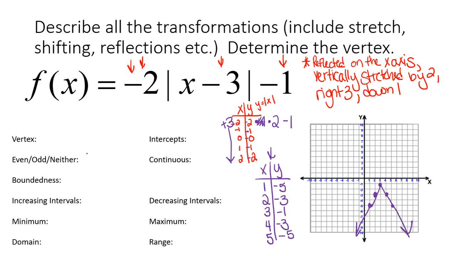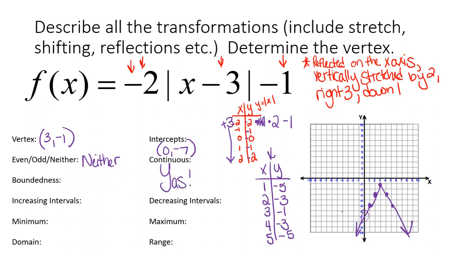Now let's figure out all of the key information about this graph. So my vertex, the first thing, that's the turning point, that is at 3, -1, it looks like. Intercepts, it looks like I only have 1, and it looks like it hit at -7, right? So that would be at 0, -7 for that intercept. This is a neither graph because it does not fold over the y-axis, and it definitely is not symmetric about the origin. Continuous, yes, definitely continuous, right?